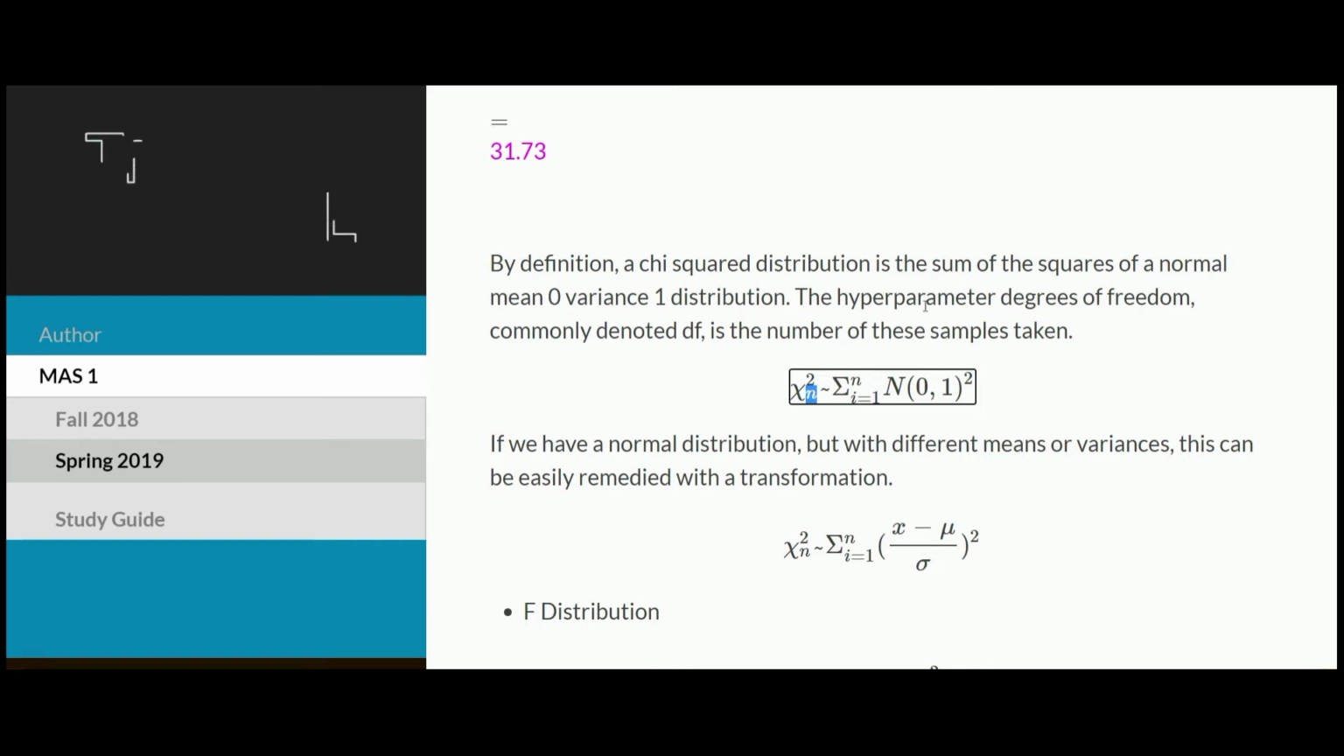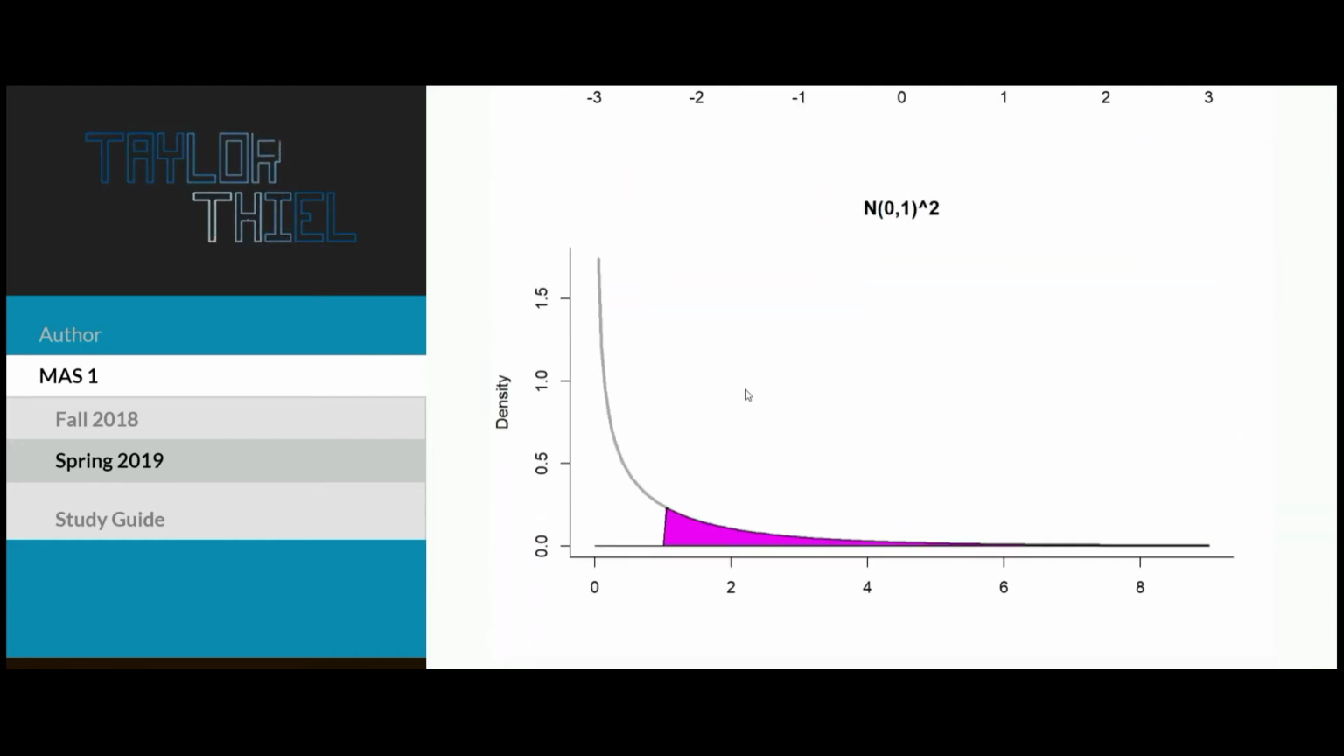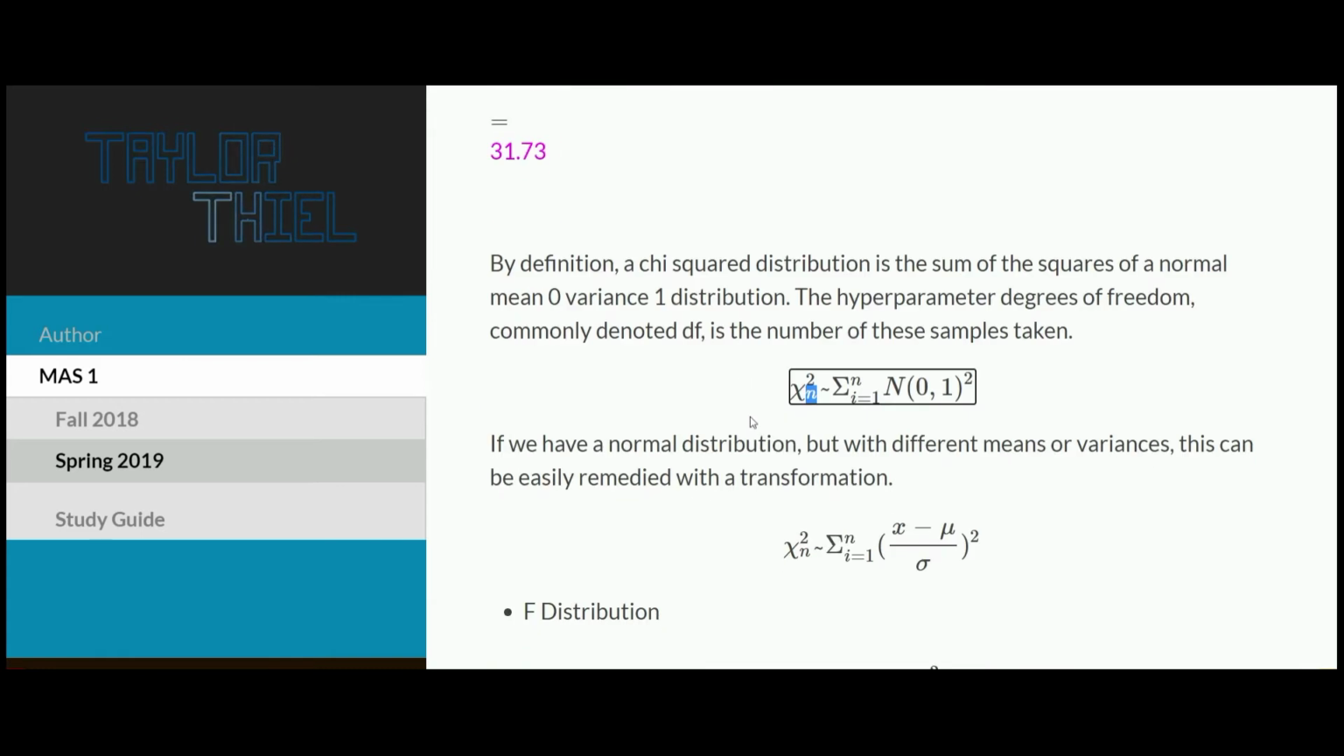So we're taking random samples from a normal 0, 1. So in our case, if you only took one observation, then degrees of freedom equals 1, and then that's why we can get these graphs. You can also say, oh, I'm going to take 2 random samples from a normal 0, 1, square both of them, and then add them together. And then that would be 2 degrees of freedom.